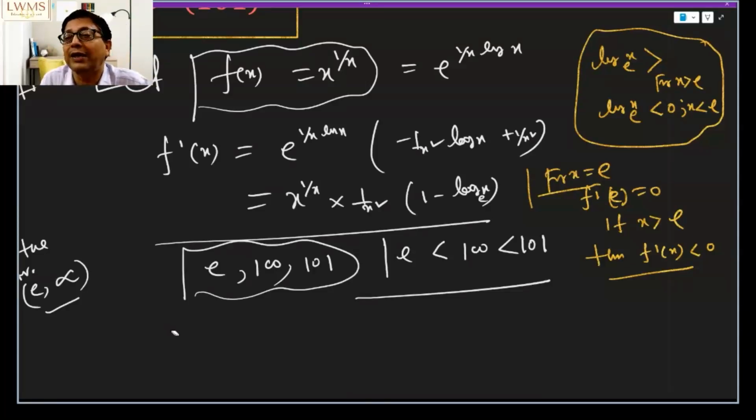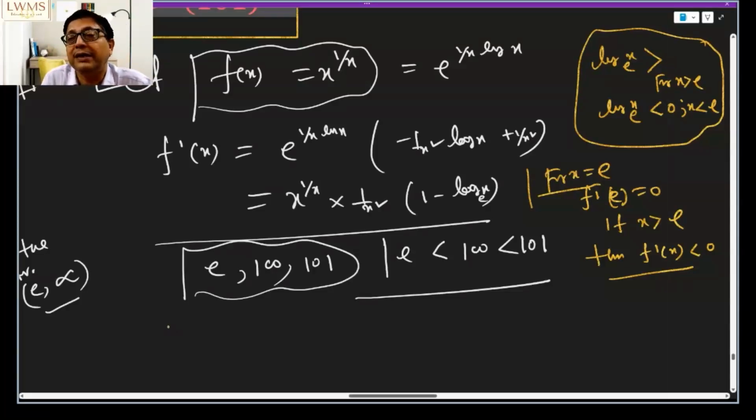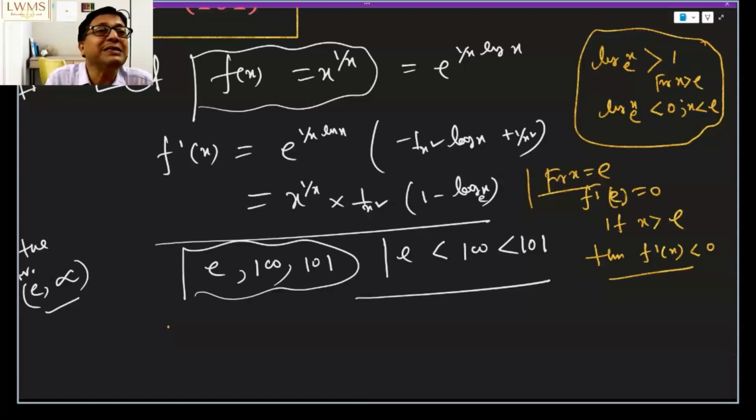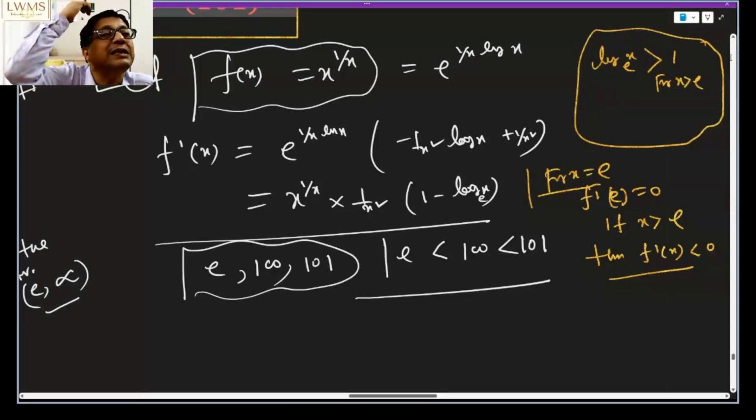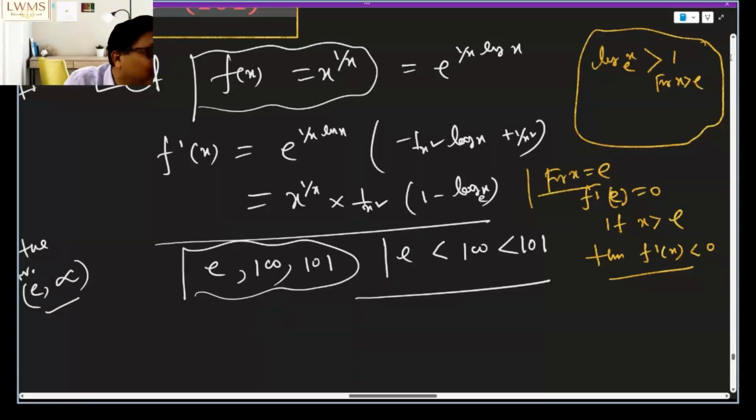X greater than e means log x will be greater than 1, because log e is 1. X greater than e means it has to be greater than 1. I did not consider this part, only just went through that. Log 4 base 3, that is log 4 by log 3, is greater than 1. Log 5 base 3 is greater than 1. But log 2 base 3 is less than 1. Isn't it? May not be negative, but less than 1 is confirmed. So this is greater than 1, confirmed.